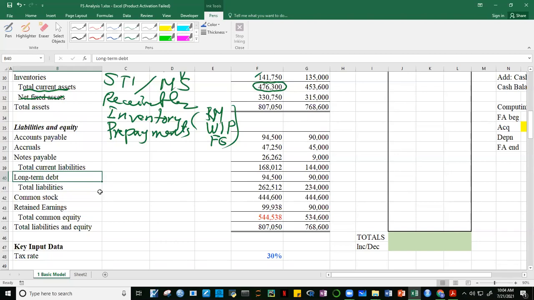Okay. We sum up total current liabilities and long-term debt, and you therefore have total liabilities. So this is the liability side. And then we have the equity side: common stock and then retained earnings. The total of that is your total common equity. Then we add liabilities and equity. You now have your total liabilities and equity, and it should equal your total assets. Okay, let's pause. Any questions, guys?